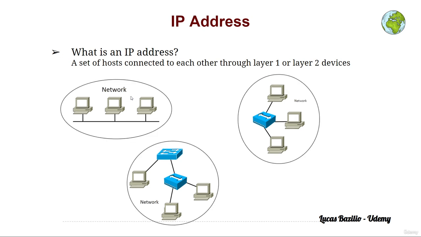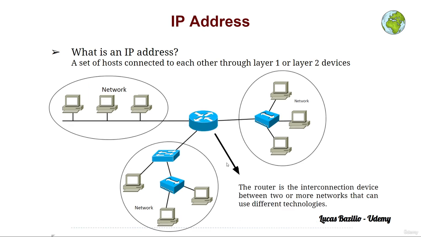So here we have three sets of hosts. We have this network, and this network. And in between we have the router. The router is the interconnection device between two or more networks that can use different technologies.